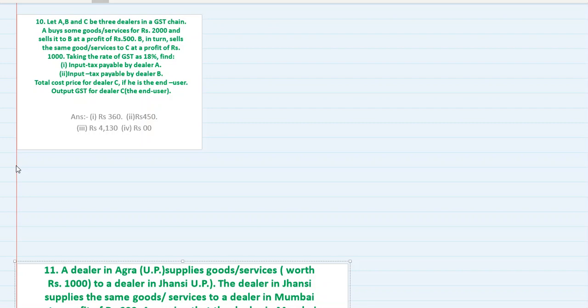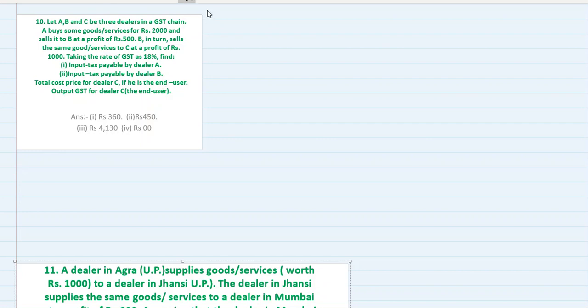See, input tax payable means tax paid. Tax paid while buying, that is the input tax. And output tax is tax collected. Tax collected minus tax paid, output tax minus input tax, is the net GST. Okay, so the total cost price for dealer C also we have to find if he is the end user, and the output GST for dealer C, that is the end user.